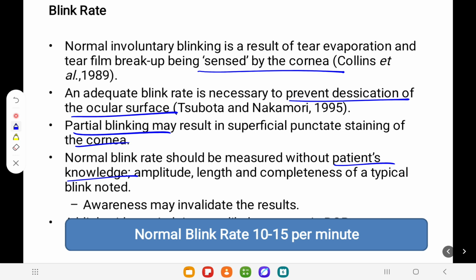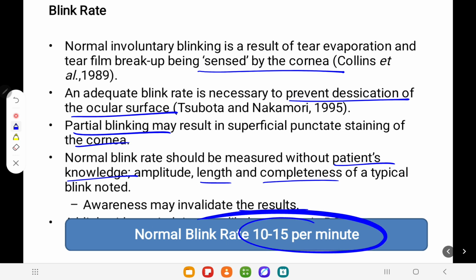Just simply measure it. And amplitude: you must not only talk about blinking rate, like 6 blinks per minute or 10 blinks per minute. You have to measure or think about the length of blinking and the completeness of blinking. Sometimes people blink partially, especially RGP-wearing patients, and awareness may invalidate the results. That's important. You have to understand that 12 to 13 blinks per minute is roughly normal.